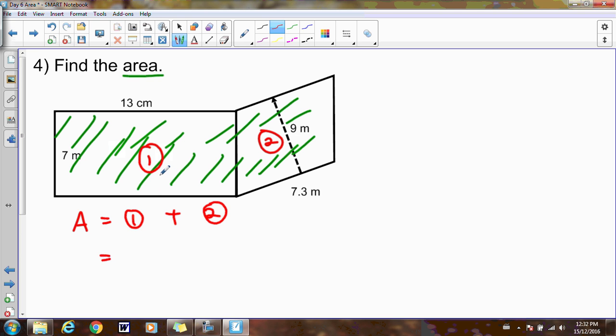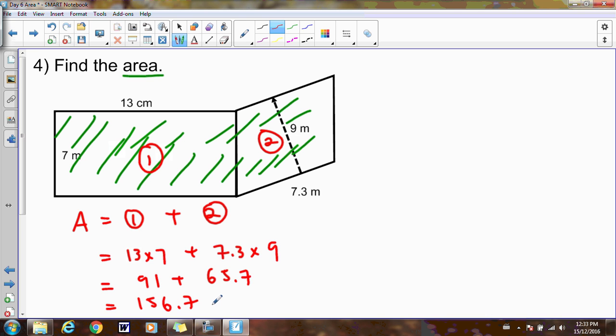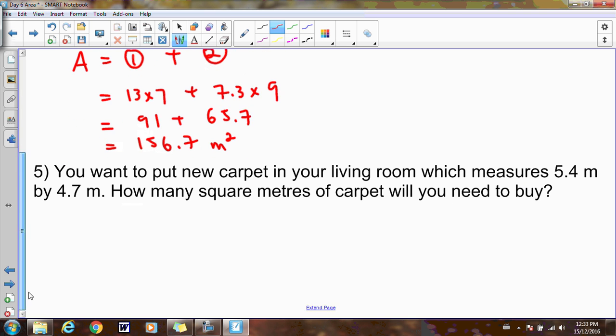The area of the first shape is a rectangle, so that's easy. That's just length times width. Plus the area of the second shape, that's a parallelogram, so that's just base times height, so it'll be 7.3 times 9. And if you just do that, you're going to get 91 plus 65.7, which is 156.7 meters squared.